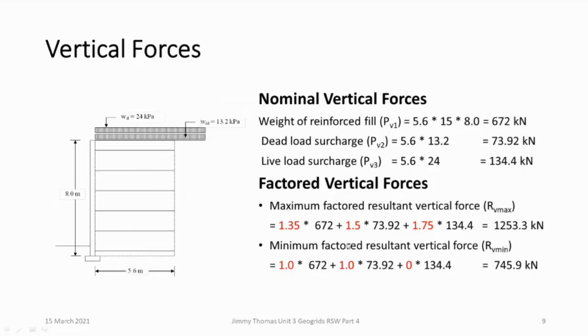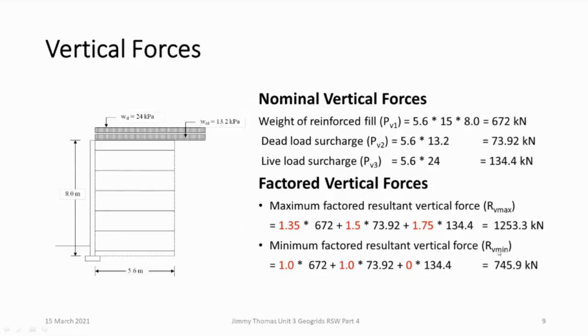Similarly, when I calculate the minimum, I take a load factor of 1 for the self weight, and a load factor of 1 for the permanent or dead load surcharge. The live load I ignore, because it may or may not be there, depending on how many vehicles are coming and whether vehicles are present at a particular point in time. So when we calculate the minimum factored vertical force, we ignore the live load. These are the factored vertical forces, maximum and minimum values.